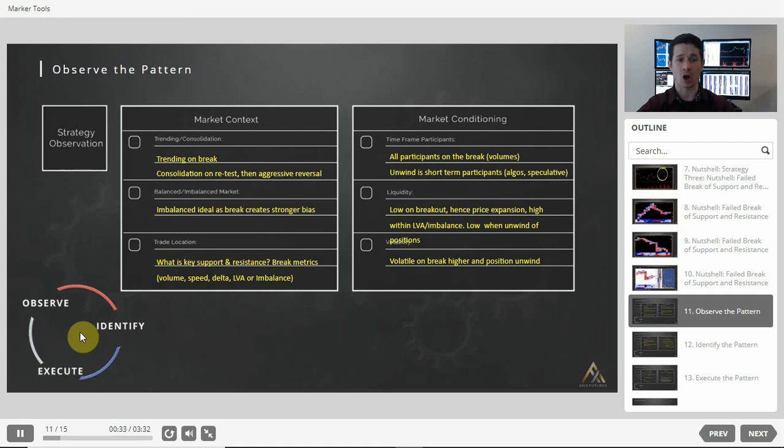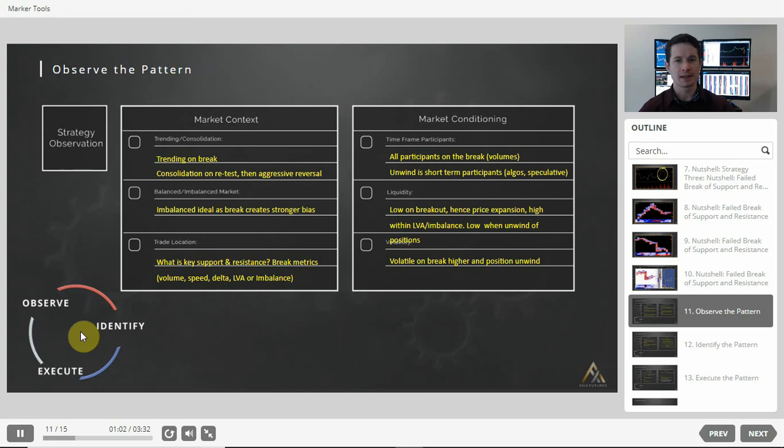Obviously, in terms of market context, one of the most important things we spoke about in the strategy was identifying what makes a good break. In order for us to have a failed break of support and resistance, we actually have to first identify when there is a break. We spoke a lot about support and resistance, how we can identify what key support and resistance is. We spoke a lot about the low volume area and the potential for single prints and imbalances to be left once we have that break.